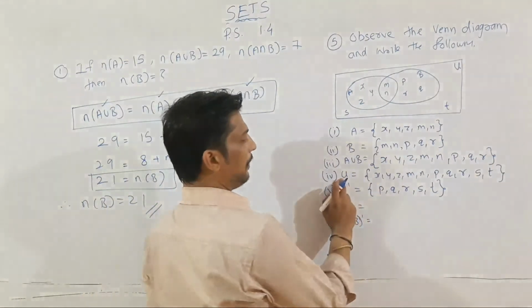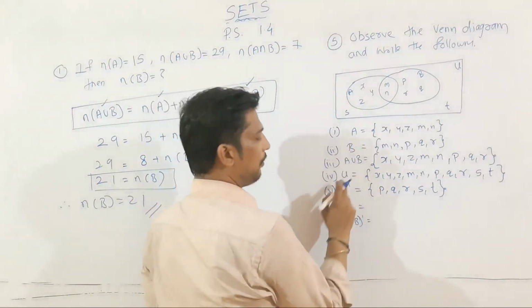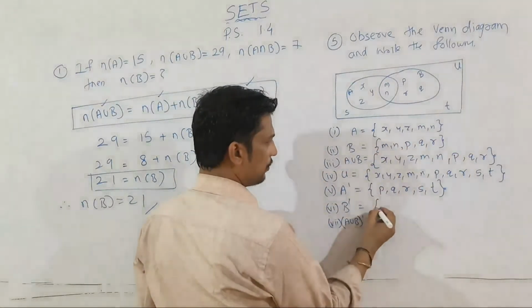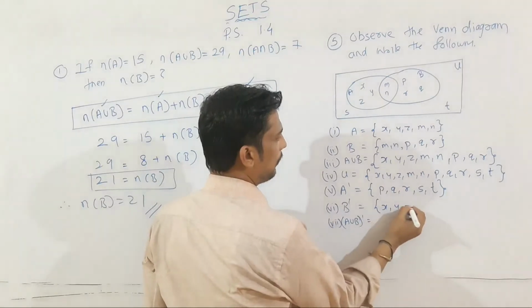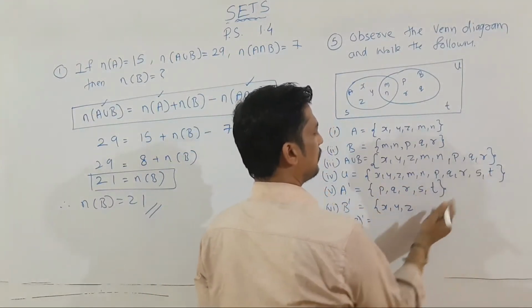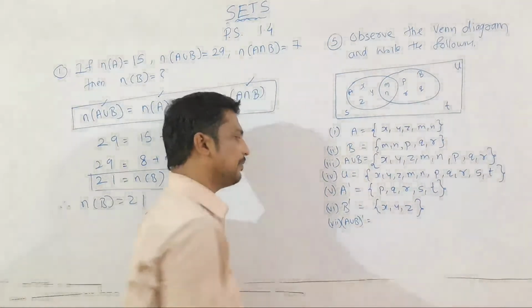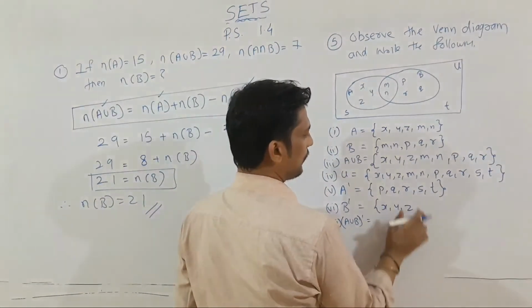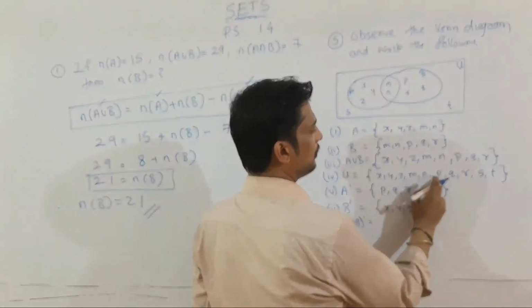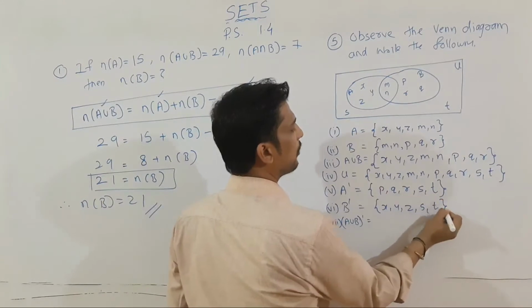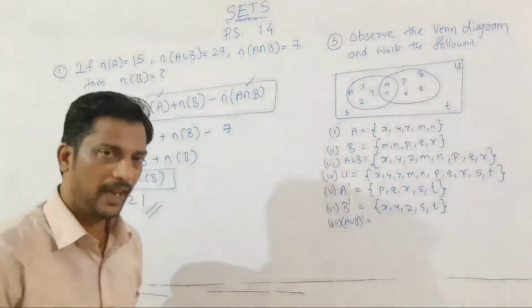You get it? Now same thing with B. So I will compare U and B. From this, I will eliminate all of these: x, y, z, and m, n. I will eliminate 1, 2, 3, 4, 5. Now s is remaining, t is also remaining. So this is my B complement.